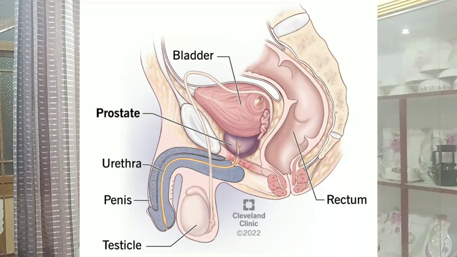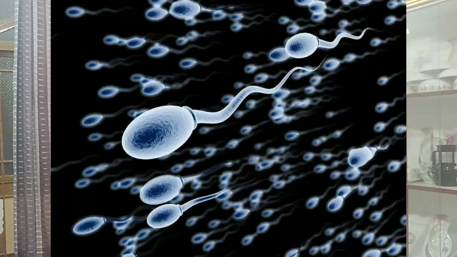It secretes a fluid that is mixed with the semen during ejaculation, and this fluid is responsible to nourish and help the sperm cells to fertilize the egg, and also helps the sperm cells in motility as well. So this is the prostate gland and its function. Now let's move to our topic.